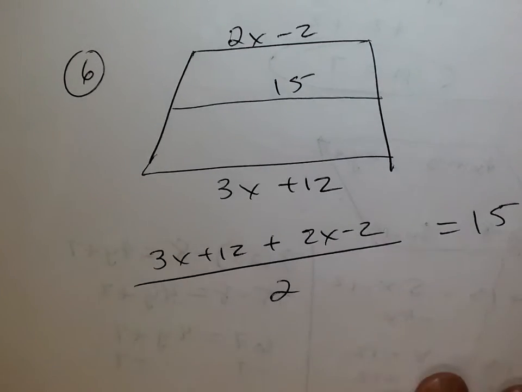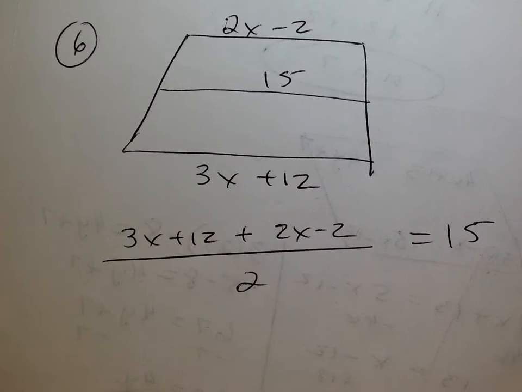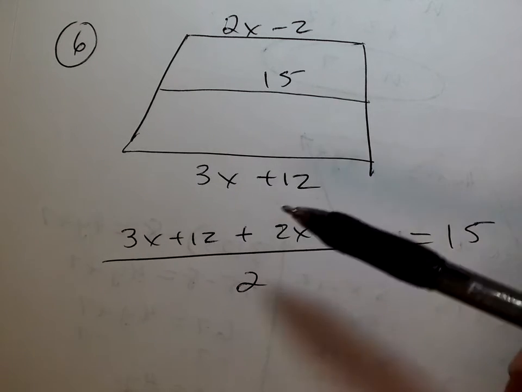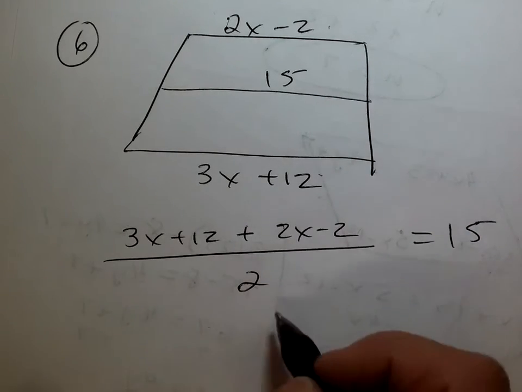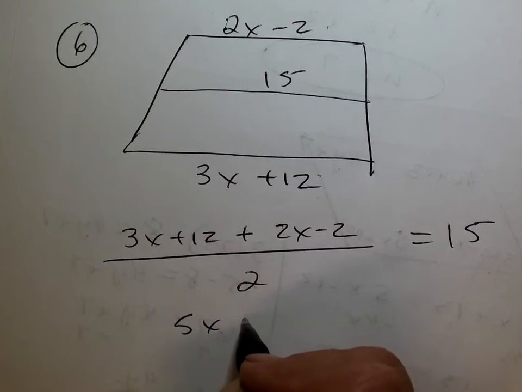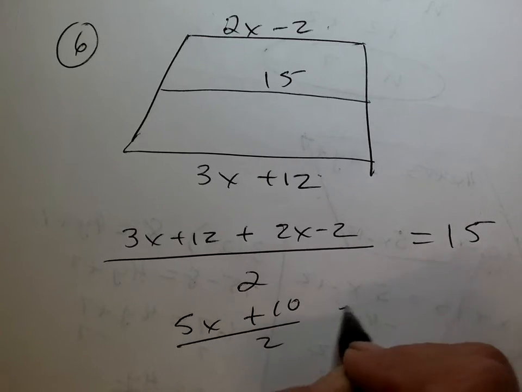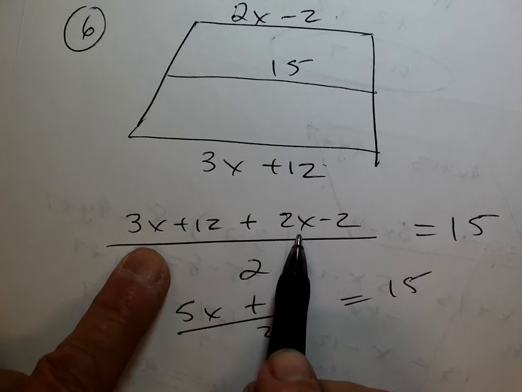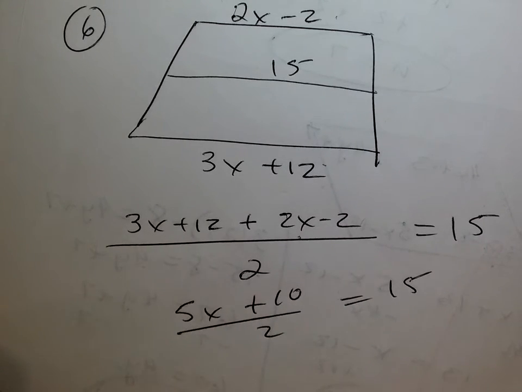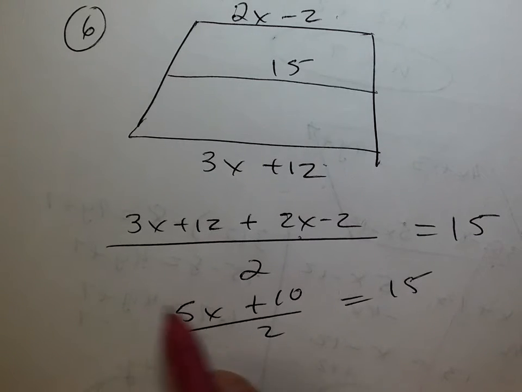So we set it up. What we need to do is just basically solve for x, and then plug it back in. So I've got base 1 plus base 2 divided by 2 equals 15. So 5x plus 10 divided by 2 equals 15. Since I really can't divide 5, I get 2.5.